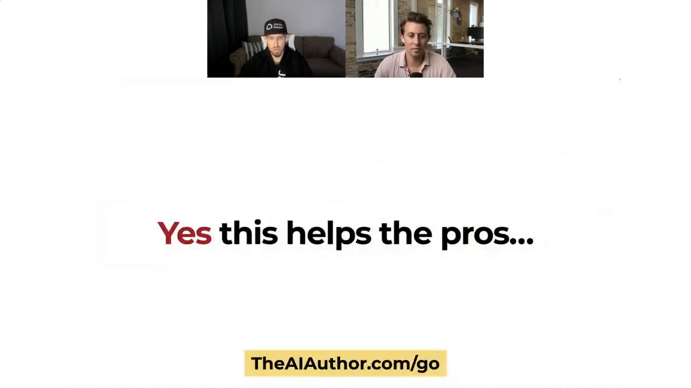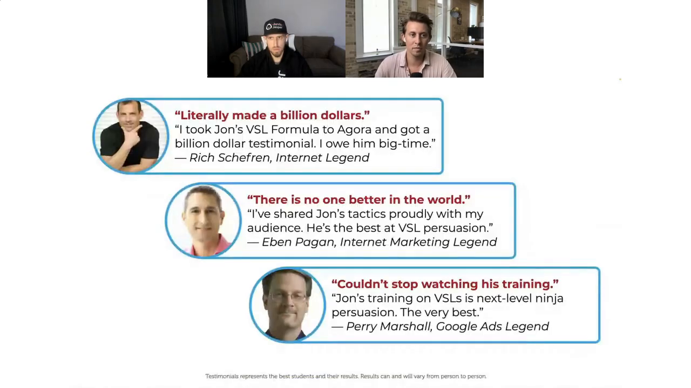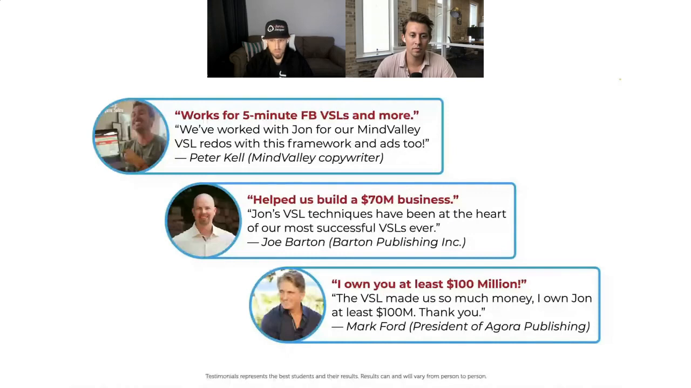We can talk about these guys all day long. Rich Sheffrin says he took it to make $1 billion, testimonial. Evan Pagan, I've shared John's tactics. He's the best at VSL persuasion. Perry Marshall, next level ninja persuasion. 5-minute VSLs. His Mini-VSLs work from Mind Valley. This is Peter Kell from Mind Valley. Helped us build a $70 million business. Joe Barton Publishing. And probably one of my favorite testimonials, Mark Ford, the president of Agora Publishing, who told this to me in a cigar bar, about to show you a picture of it. The VSL made us so much money, I owe Jon Benson at least $100 million. And I said, no, it's more like 300 million, dude. I'll take a check. They became a $1 billion company out of the VSL.